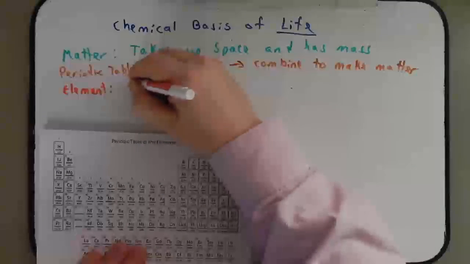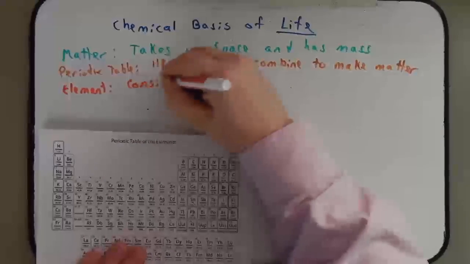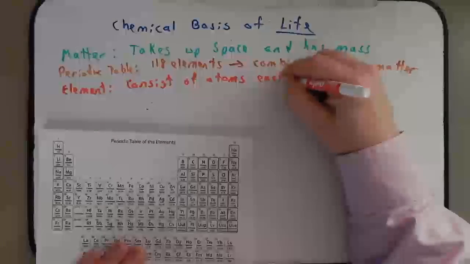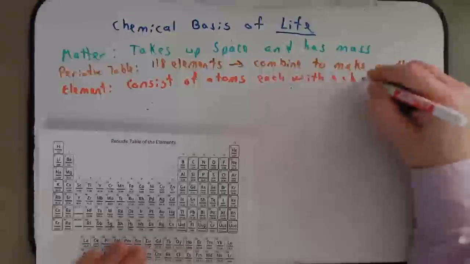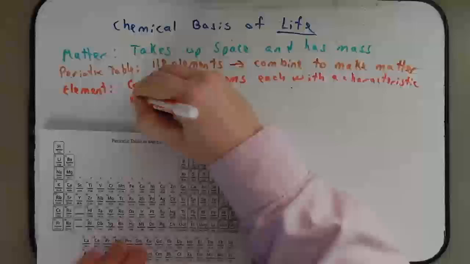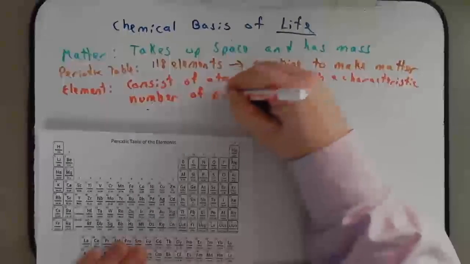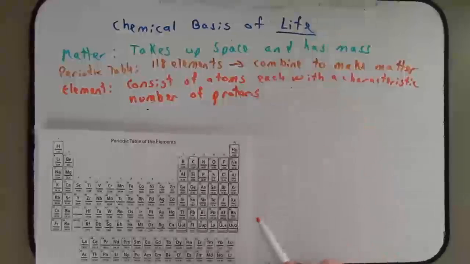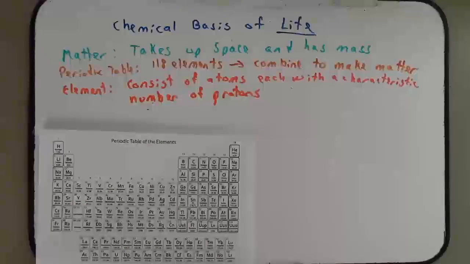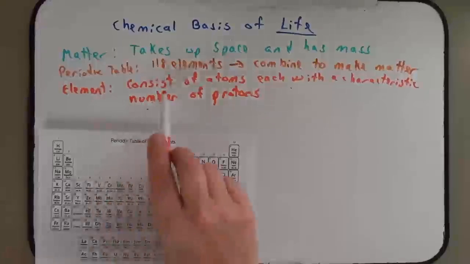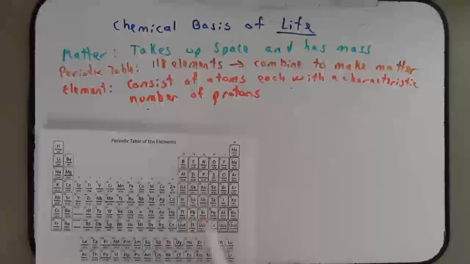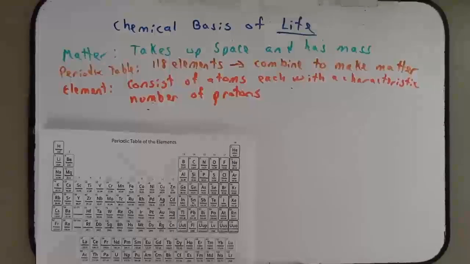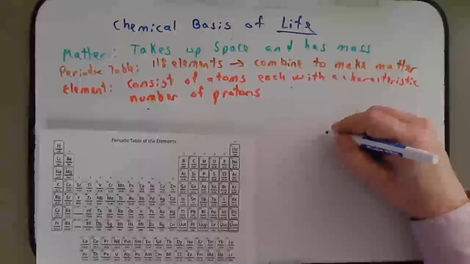Well, elements consist of atoms, each with a characteristic number of protons. And we'll talk about protons in just a moment. But if you change the number of protons, the element changes. So any given element is composed of a bunch of these atoms, but those atoms have to have the same number of protons. So let's think about the structure of an atom.